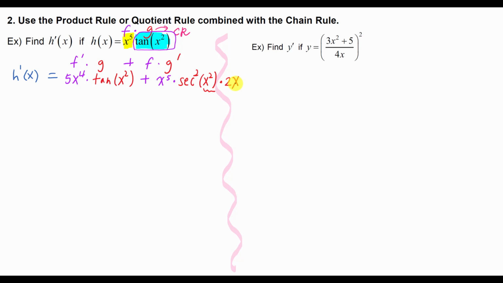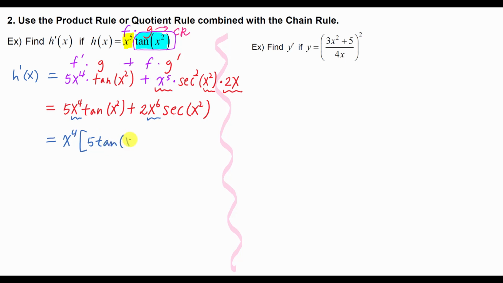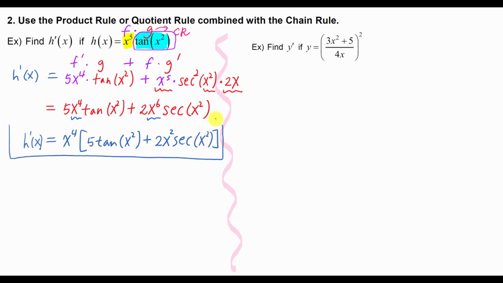So now all I have to do is clean this up. This is equal to 5x to the 4th tangent x squared plus x to the 5th times 2x, which is 2x to the 6th power secant x squared. To write the answer in factored form, I look at the common factor, and the common factor is x to the 4th power. So you factor out x to the 4th power, then I will have 5 tangent x squared plus 2x squared secant x squared. This is our h prime of x.